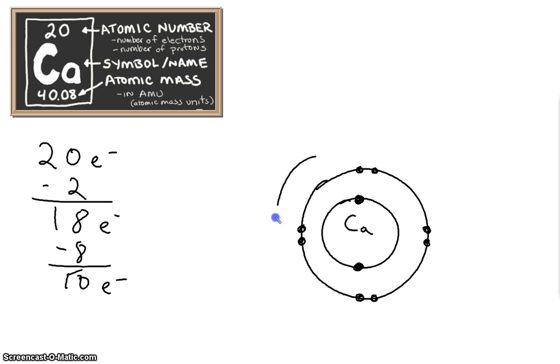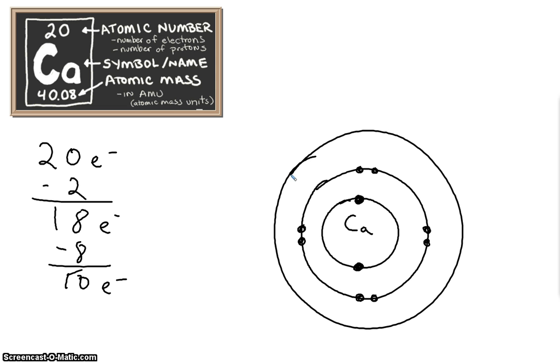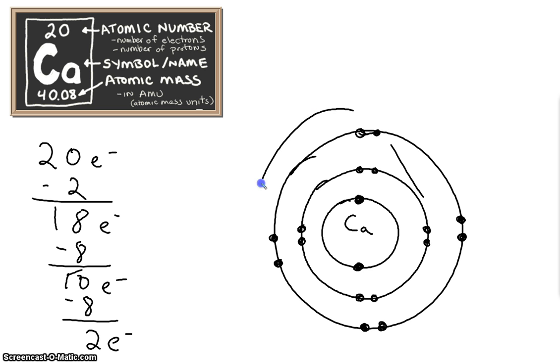Well, let's add the third energy level. And how many electrons do we say could fit at the third energy level? Well, another 8. So 1, 2, 3, 4, 5, 6, 7, 8. And that leaves us with 2 electrons. Well, I said we weren't going to go past the third energy level. I guess I lied a little bit.